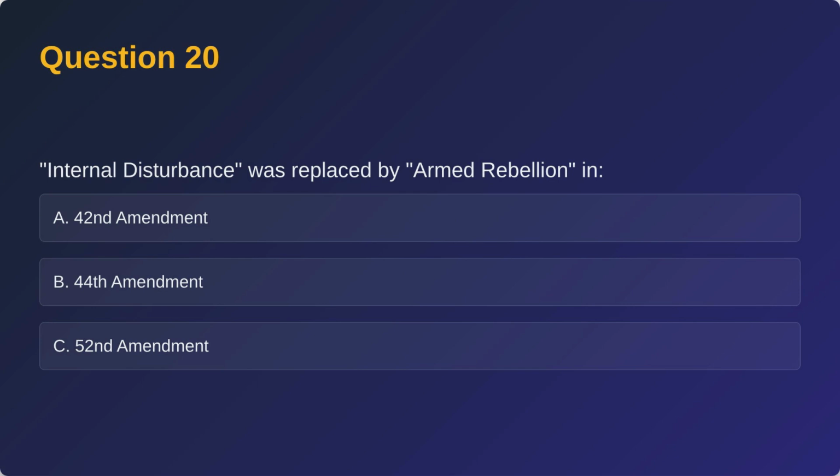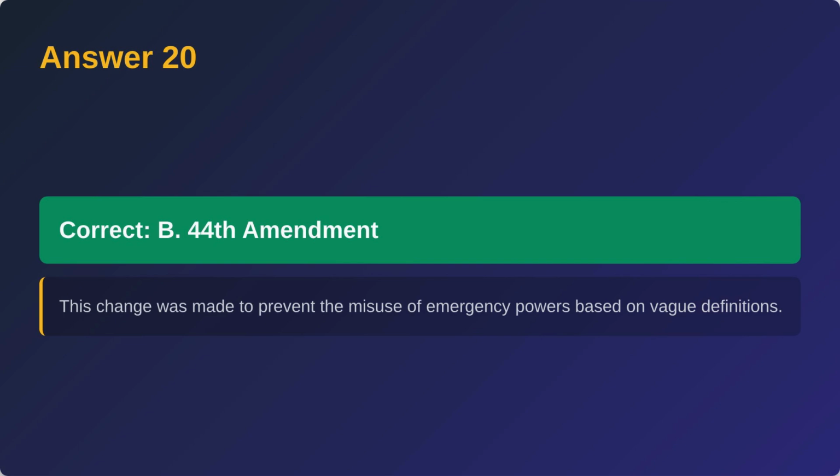Question 20. Internal disturbance was replaced by armed rebellion in which amendment? Answer 20. The 44th Amendment. This change was made to prevent the misuse of emergency powers based on vague definitions.